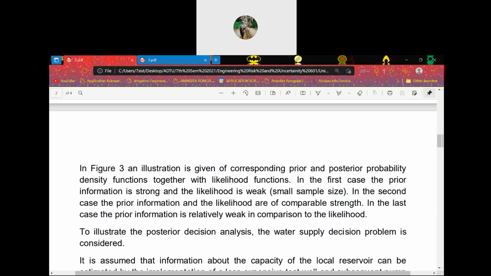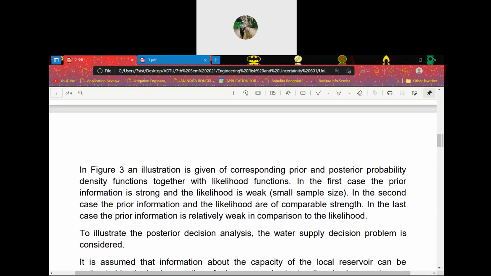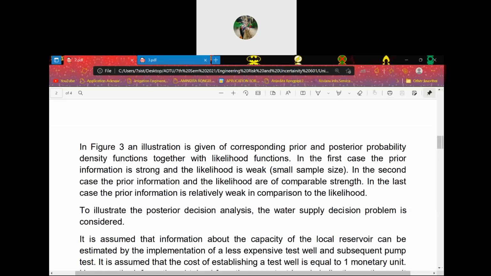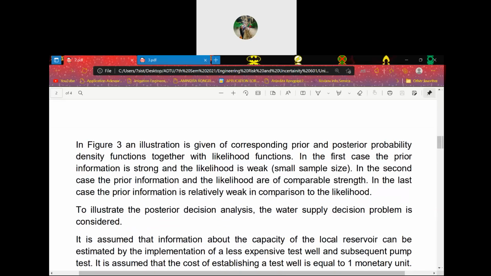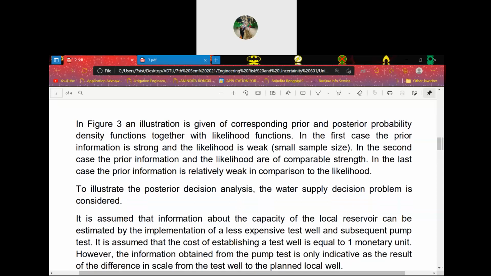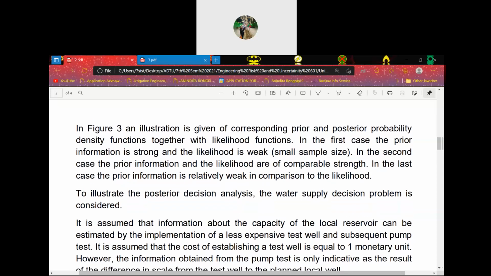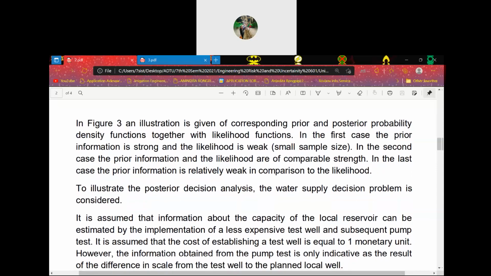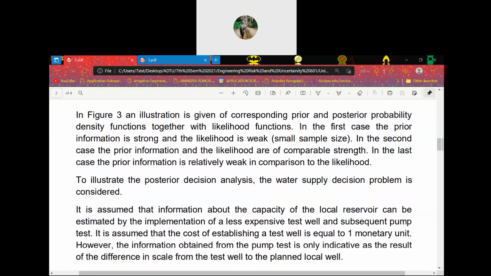To illustrate the posterior decision analysis, the water supply decision problem is taken as an example. It is assumed that information about the capacity of the local reservoir can be estimated by the implementation of a less expensive test as well as a subsequent pump test. It is assumed that the cost of establishing a test well is equal to one monetary unit. However, the information obtained from the pump test is only indicative as a result of the difference in scale from the test well to the planned local well.